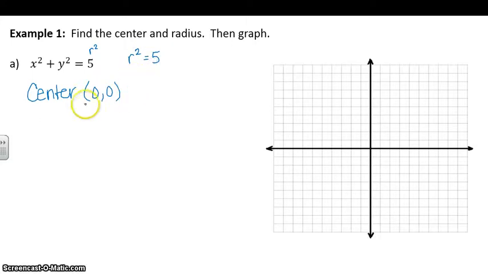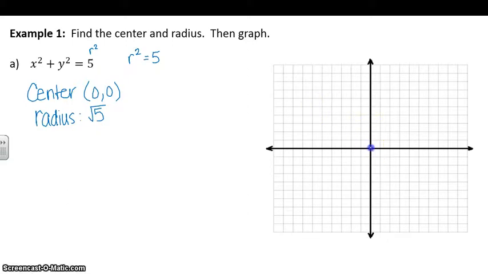So then what do you think that r is going to be? Yep, it's going to be the square root of 5. Now typically if you solve this, it would be positive or negative radical 5, but the negative answer does not make sense for a radius. Okay, so now use that information to graph.